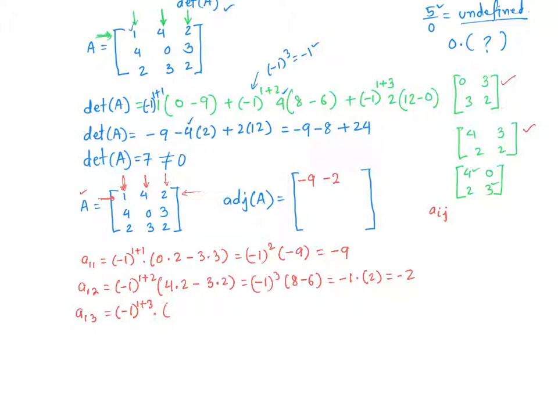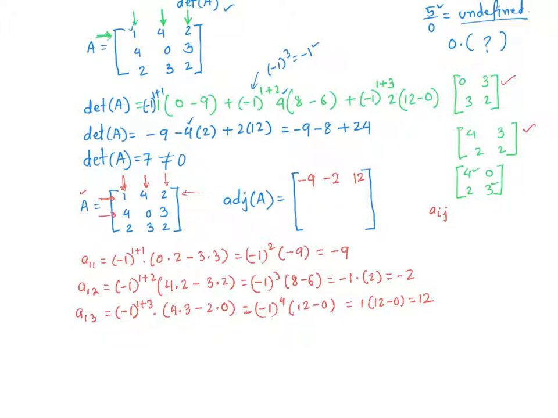So now we get 4 times 3 minus 2 times 0, which is going to give me the following. Negative 1 raised to the power 4, since 1 plus 3 is 4, which is just going to be 1, times 12 minus 0, which is equal to 12. So this entry is going to be 12. Now I'm just going to do one more so that you get a feel for it, and then I'm going to write out everything just to save some video time.